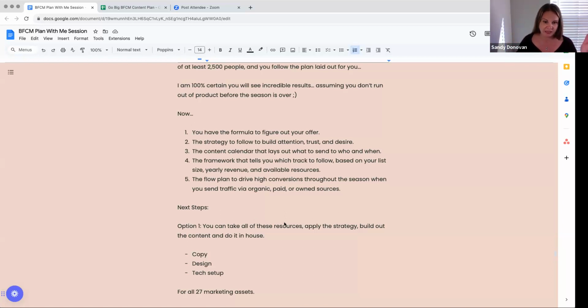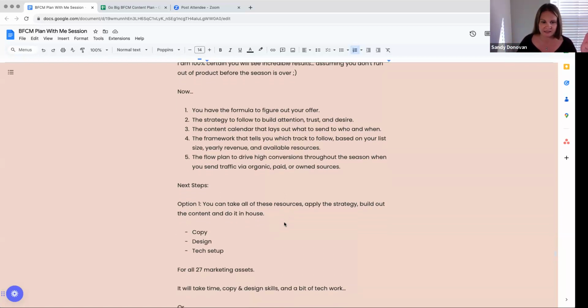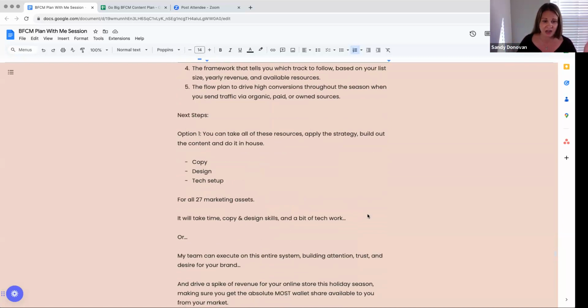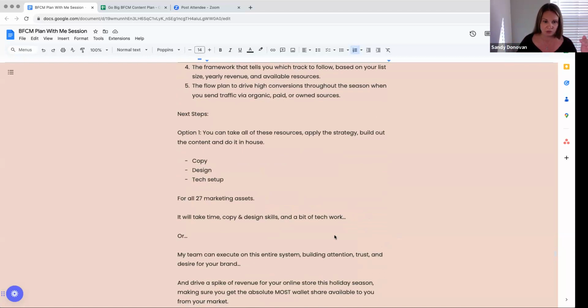If you follow the red plan, that's going to be 27 marketing assets. It's obviously going to take some time. It's going to take some copy and design skills, a bit of tech work, but you do have the tools. Or if you want, my team can execute on this entire system. We can build the attention and the trust and the desire for your brand, and we can be the ones to drive all of that traffic and the revenue for your online store throughout the entire holiday season.